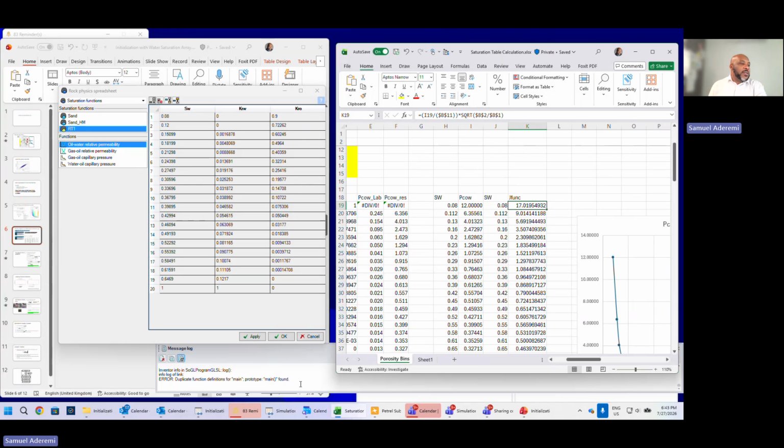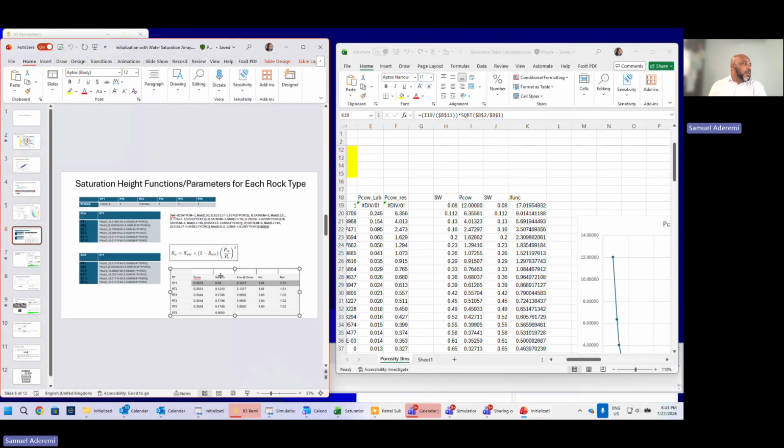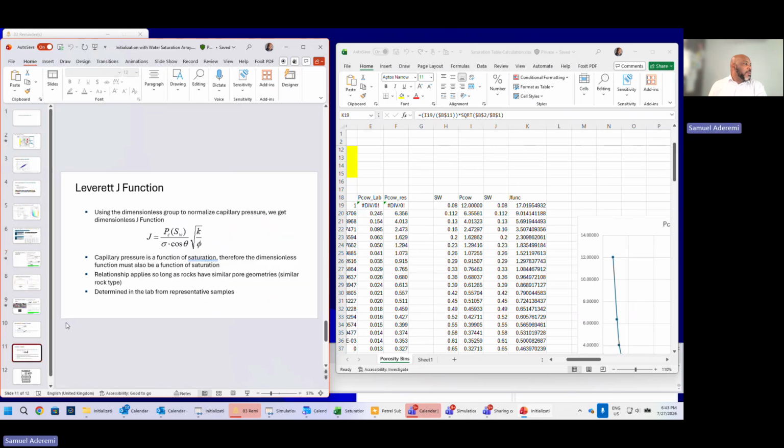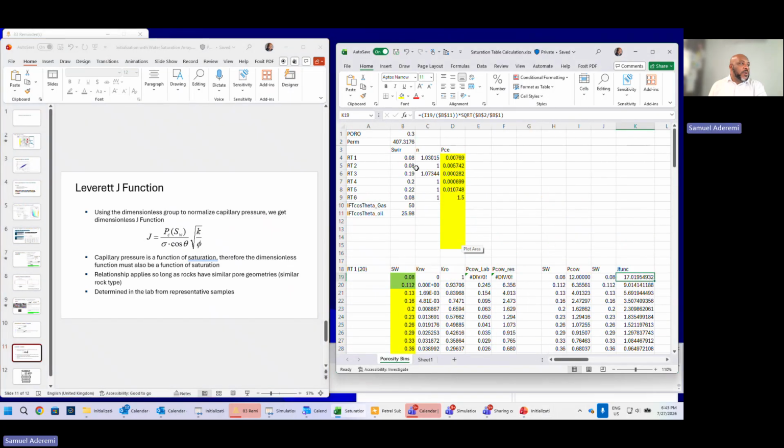Don't forget that to estimate the J-function, from what I've explained to us, the J-function is based on this expression. Once you know the capillary pressure, you can divide by the interfacial tension, cos theta, multiplied by the permeability porosity. And we already know the porosity and the permeability, and we already have the capillary pressure, which is here. So we can use this expression to generate the J-function.